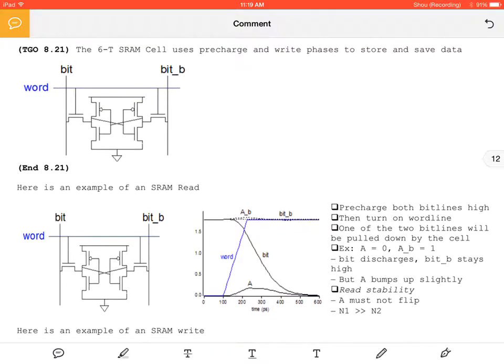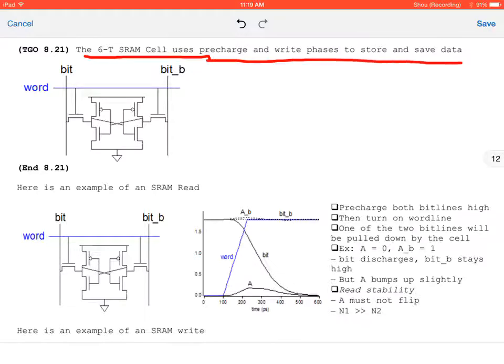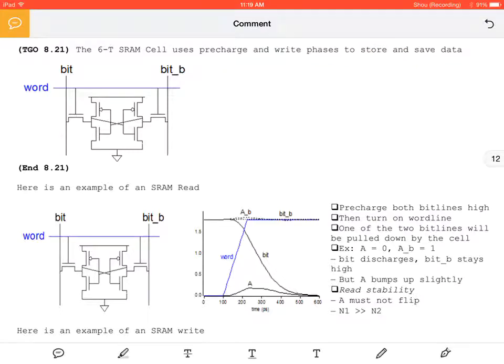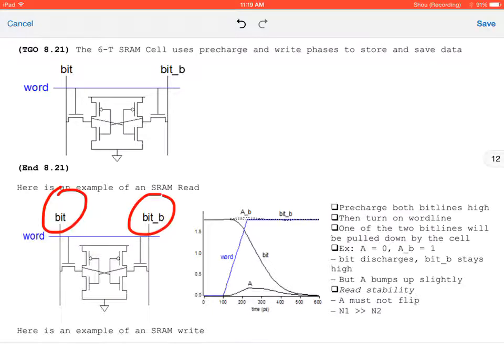And so this right down here is an example. Actually, let me formally read this. The 6T SRAM cell uses pre-charge and write phases to store and save data. So for a read, what's going to happen is you're going to pre-charge both bit lines high. So this is pre-charging. We're going to have bit and bit bar both be 1. And then you're going to turn on the word line.